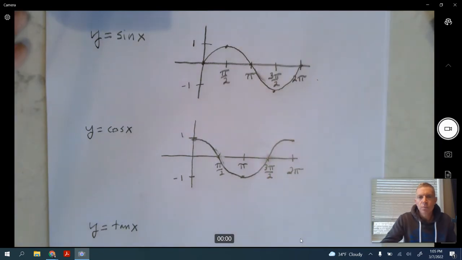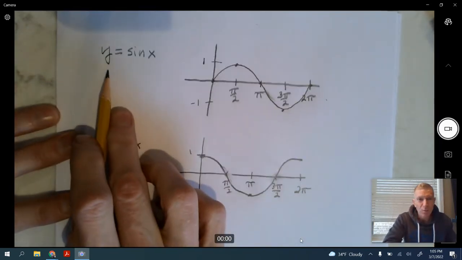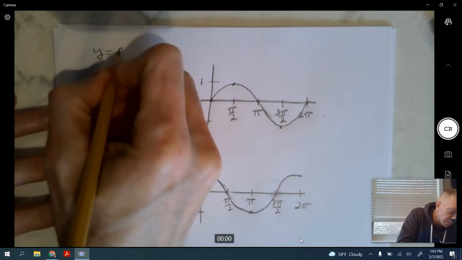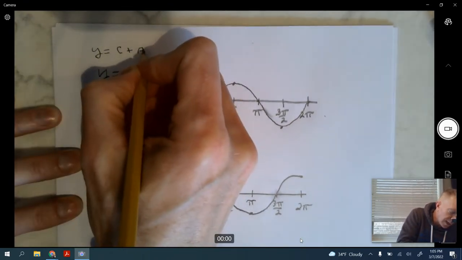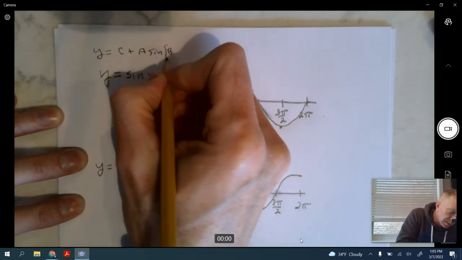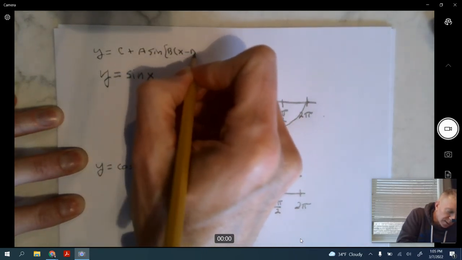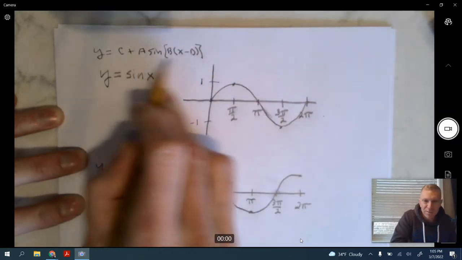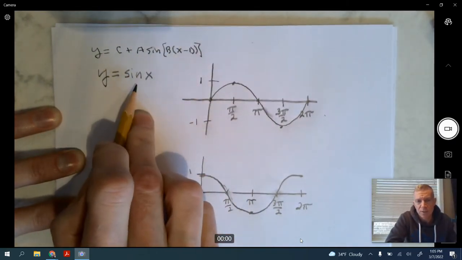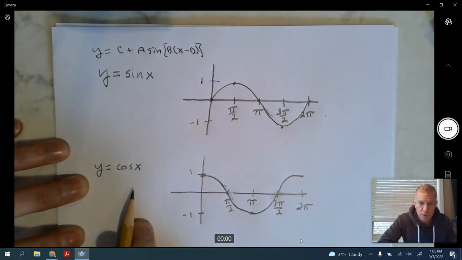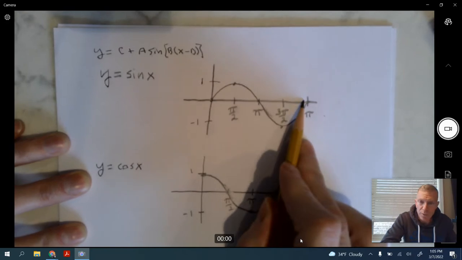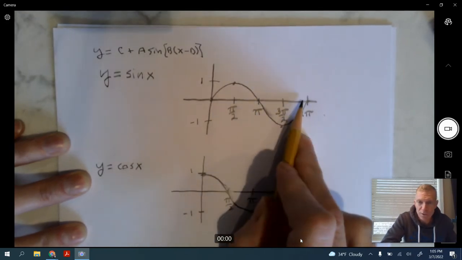Okay, so just to refresh your memory on the sine graph, just the regular y equals sine of x. Remember, the general form is y equals c plus a sine or cosine of b times x minus d. Each one of these things does some kind of transformation from your basic parent function for the sine function or the cosine function. The basic parent function, your period goes from 0 to 2 pi. One full cycle goes from 0 to 2 pi.